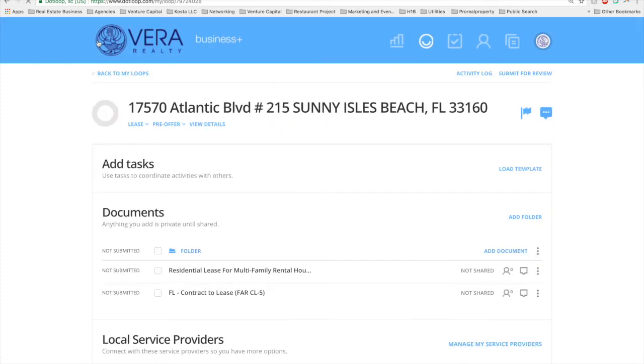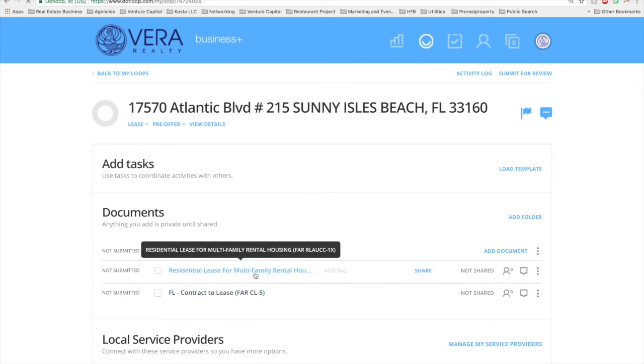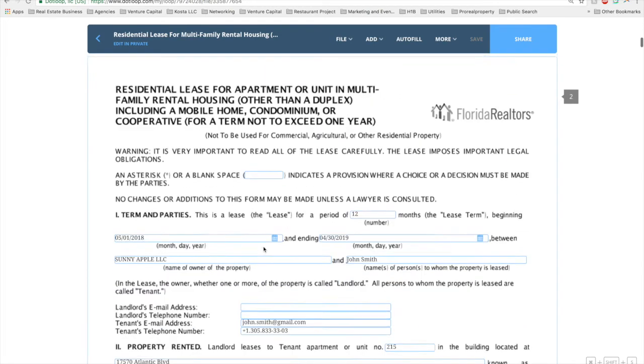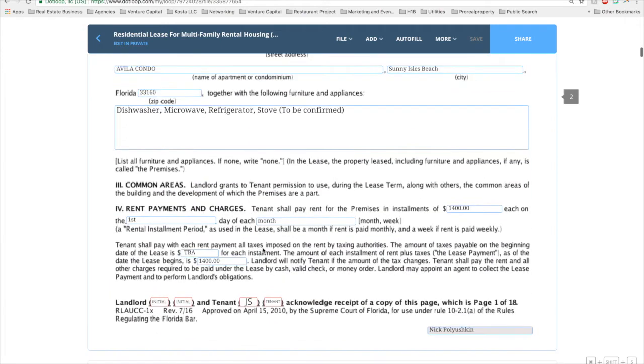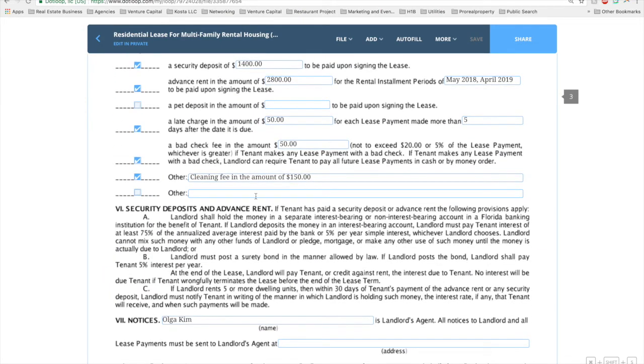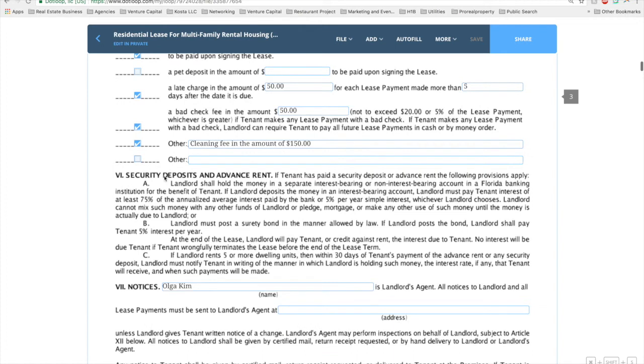And if you forgot some details and you already have the contract to lease signed and you want the lease to be on the same terms because the landlord agreed to them, you can always go back and double check it. So we were on the second page, cleaning fees here. So then security deposits and advance rent. If tenant has paid the security deposit, advance rent, the following provisions apply. Please read it on your own, A, B, and C.